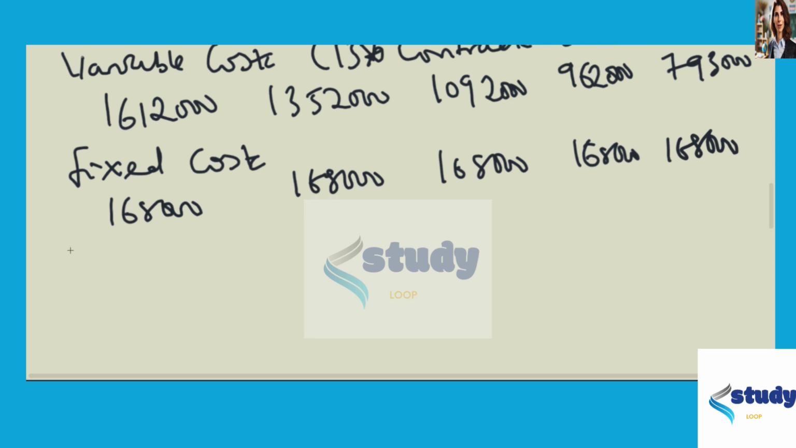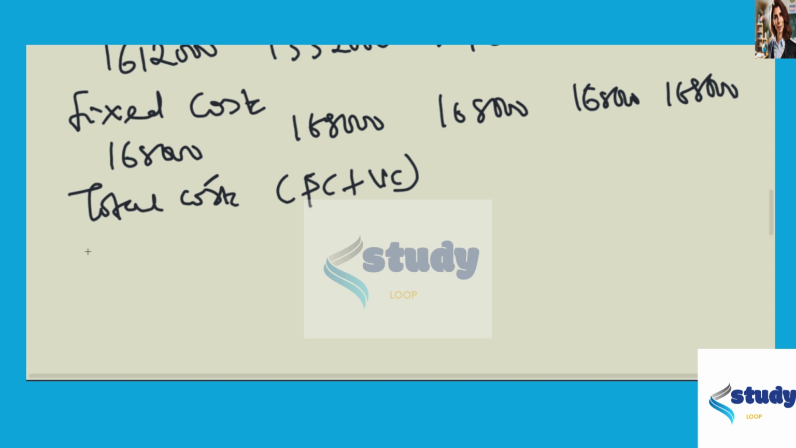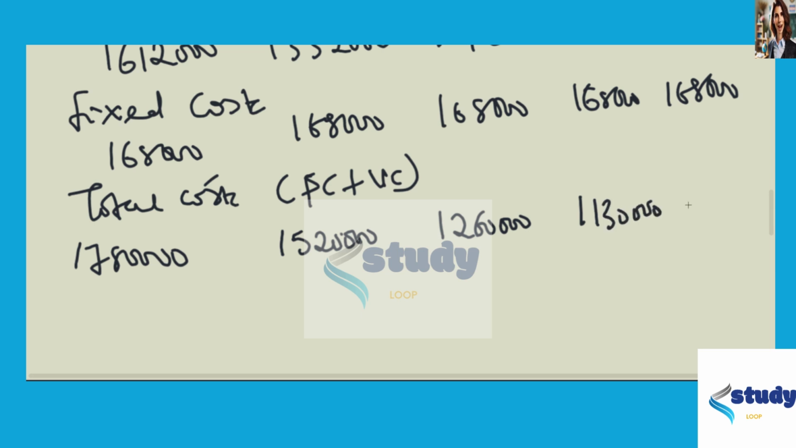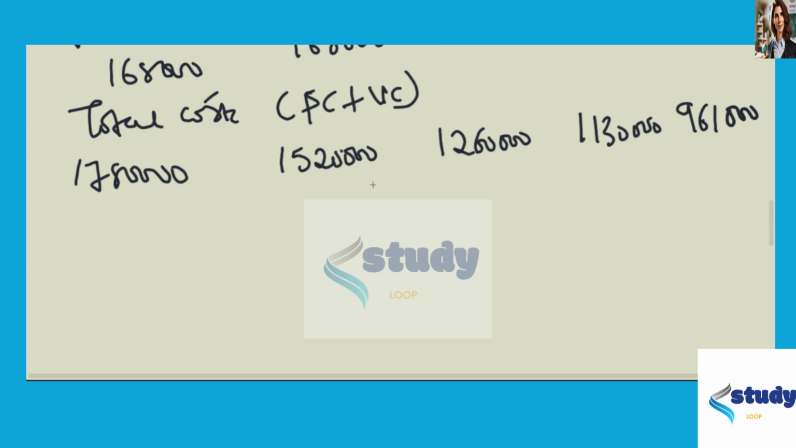Now we're going to find the total cost, which is fixed cost plus variable costs. The totals will be 1,780,000, and this will be 1,520,000, and this will be 1,260,000, and this will be 1,130,000, and this will be 961,000. So this is the total cost.